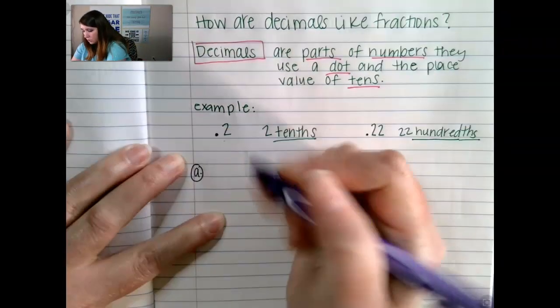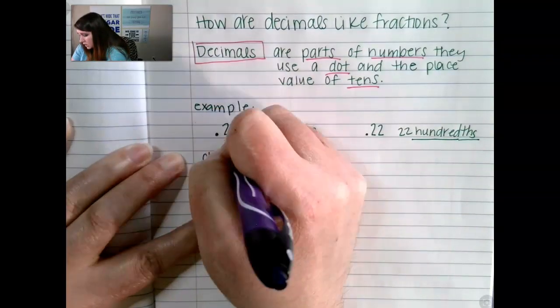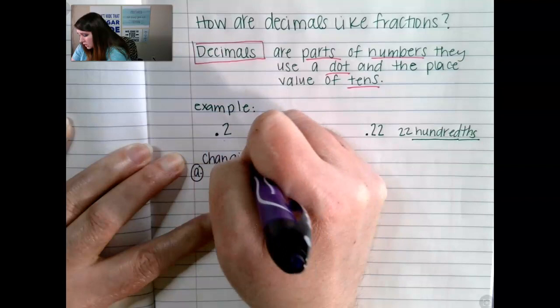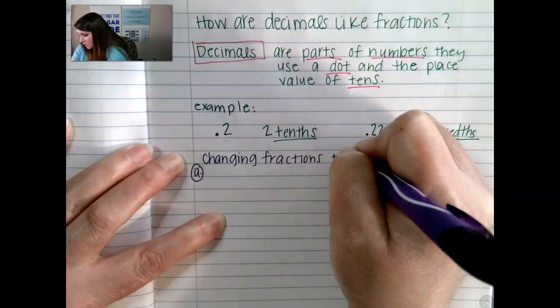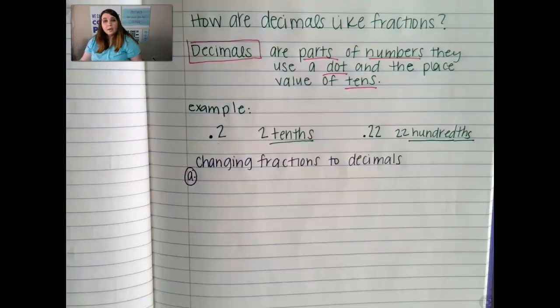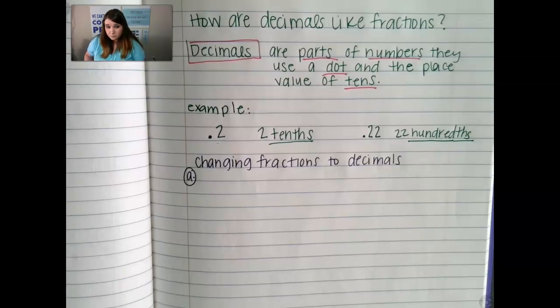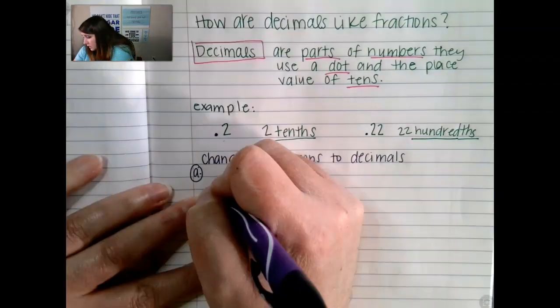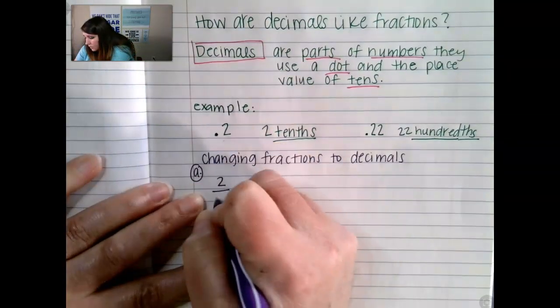So if I wanted to change my fraction, so let's talk about this. Changing fractions to decimals. I could do it by using either place value or division. So I can do this in two different ways. So my first way is by looking at a number that looks like this. Let's go to this example, 2 tenths.